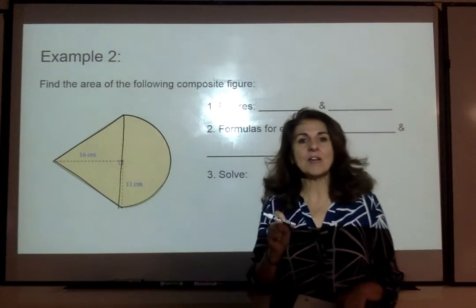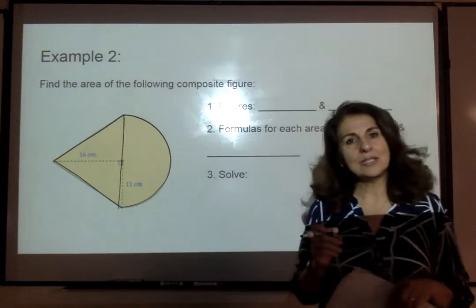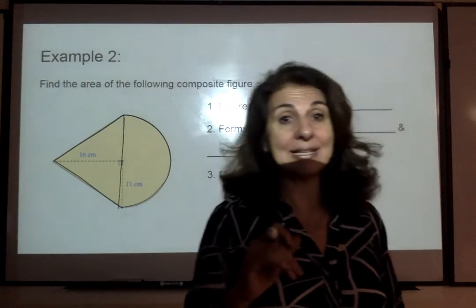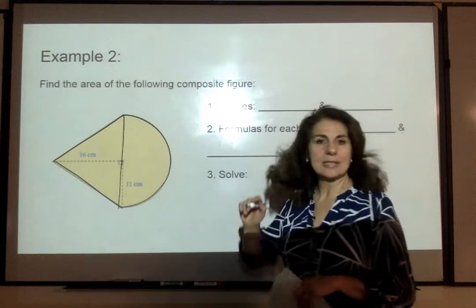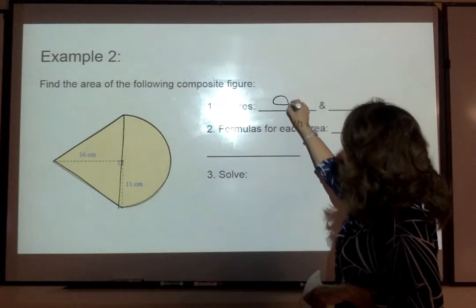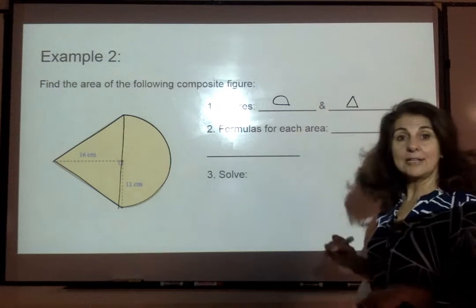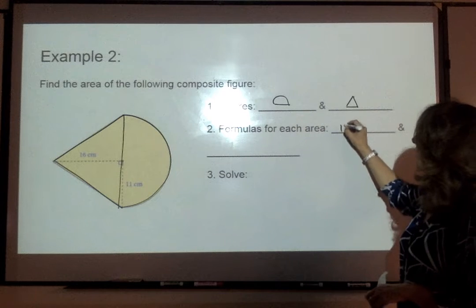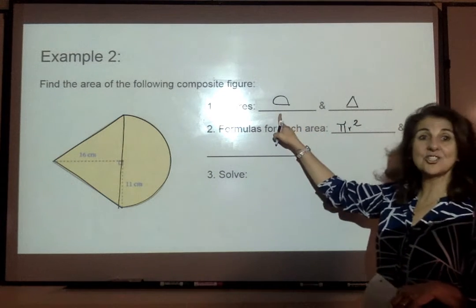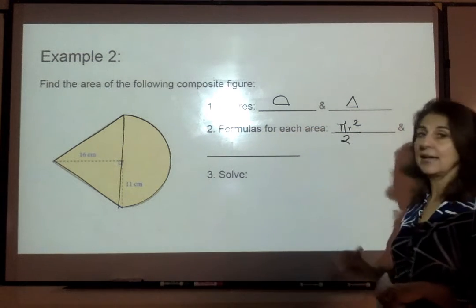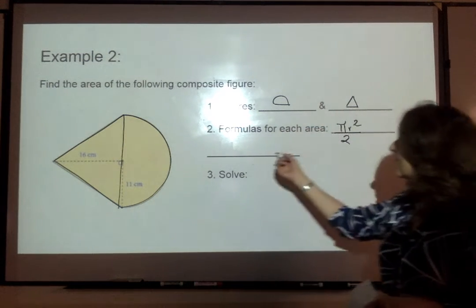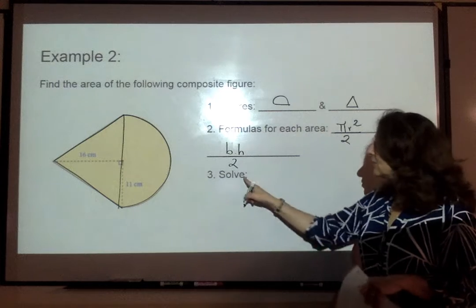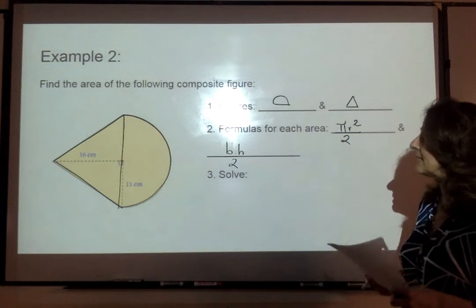So whenever I find the area of a circle, what I need to do is to get the area, divide by 2, and then I will find the correct area. Okay? So the figures are half a circle and a triangle. Formulas for each area. Let's see if we remember. For the circle, pi r squared, but since it's just half a circle, we're going to divide that by 2. And for the triangle, base times height divided by 2. So let's solve. Let's find the area of our semicircle first.